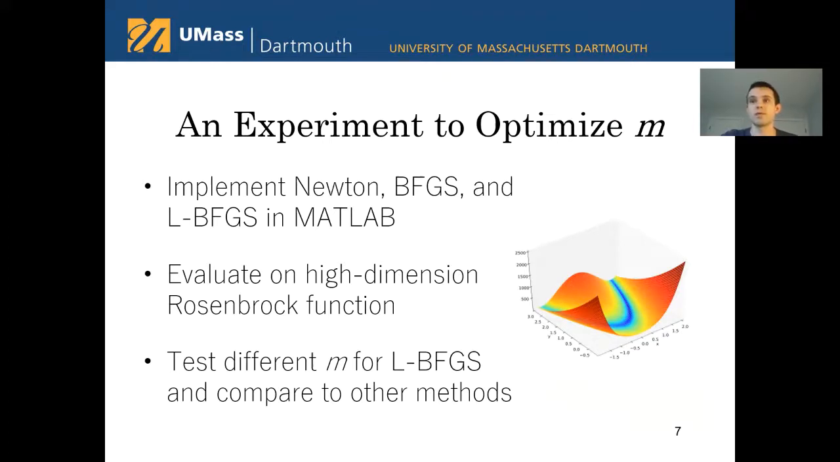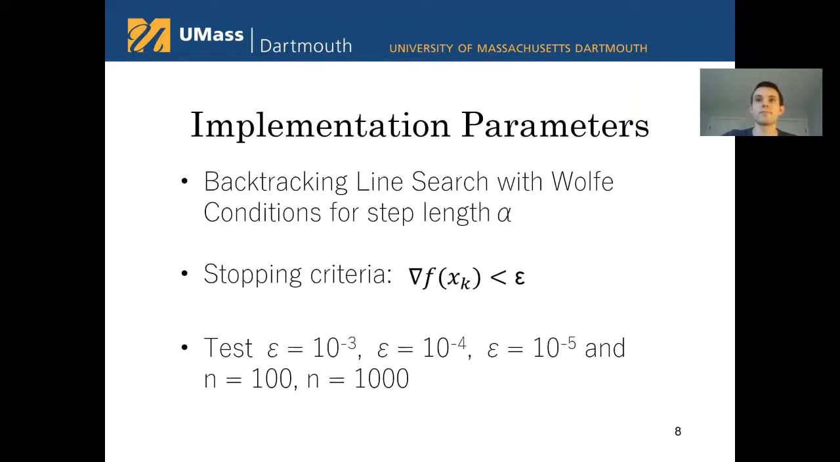This is the Rosenbrock function here on the right. We test the different values of m for the L-BFGS method to see how long it takes for the L-BFGS method to converge on this function. And then we also test Newton's and BFGS to compare their convergence speeds.